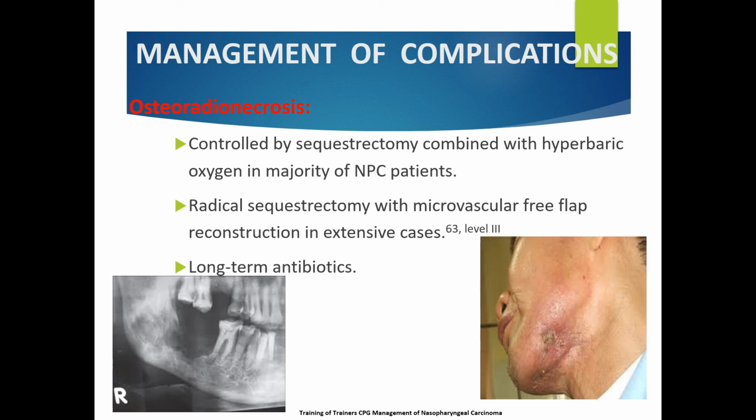Osteoradionecrosis is one of the complications of radiotherapy that is difficult to treat. It can be controlled by sequestrectomy combined with hyperbaric oxygen in majority of NPC patients. In some extensive cases, might require radical sequestrectomy with microvascular free flap reconstruction. Long-term antibiotics are needed.